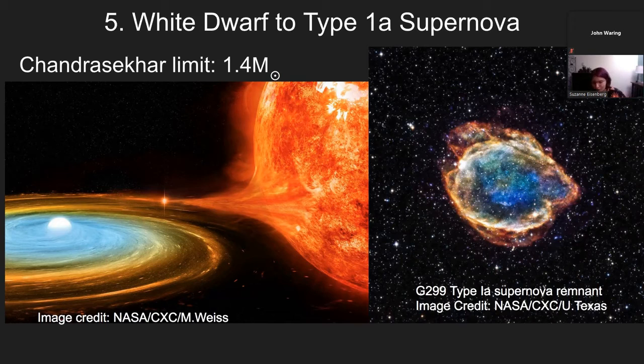And this hydrogen will cause it to reignite. So once it gets to a mass of 1.4 solar masses, called the Chandrasekhar limit, it'll have too much mass and begin to explode into a type 1 supernova, or a type 1a supernova. And you can see an example of the G299 over there. So this often happens in systems with binary stars, or two stars next to each other.